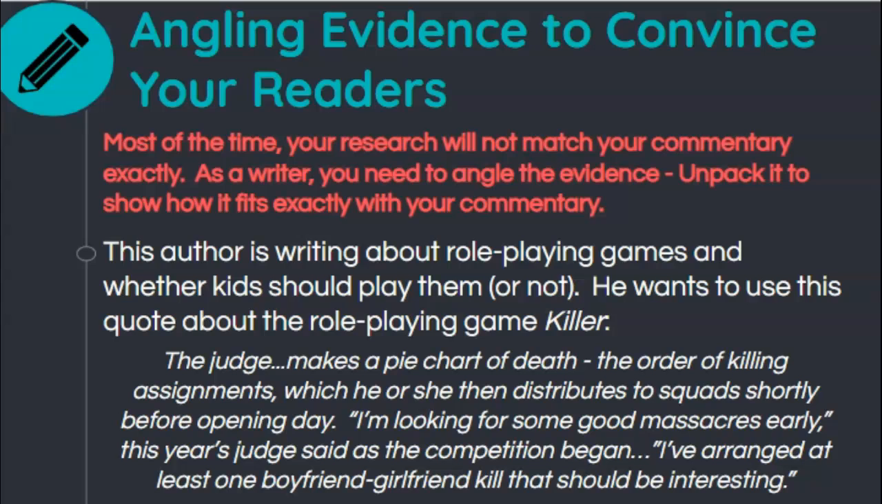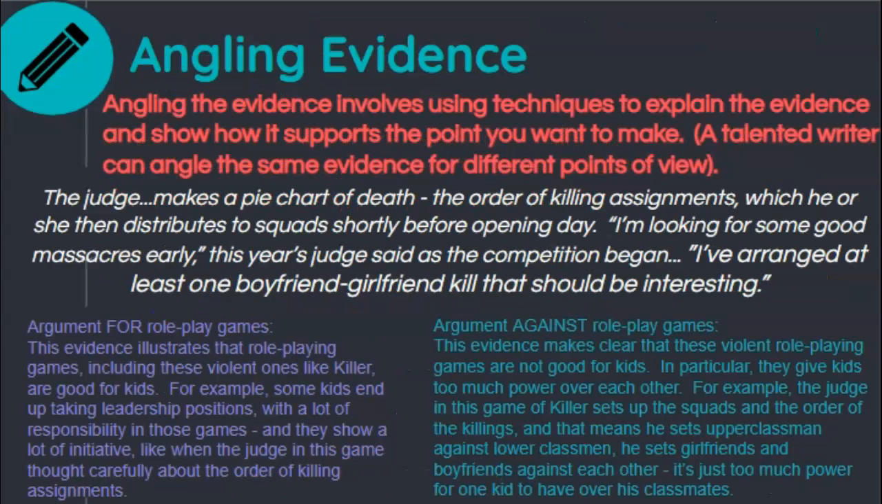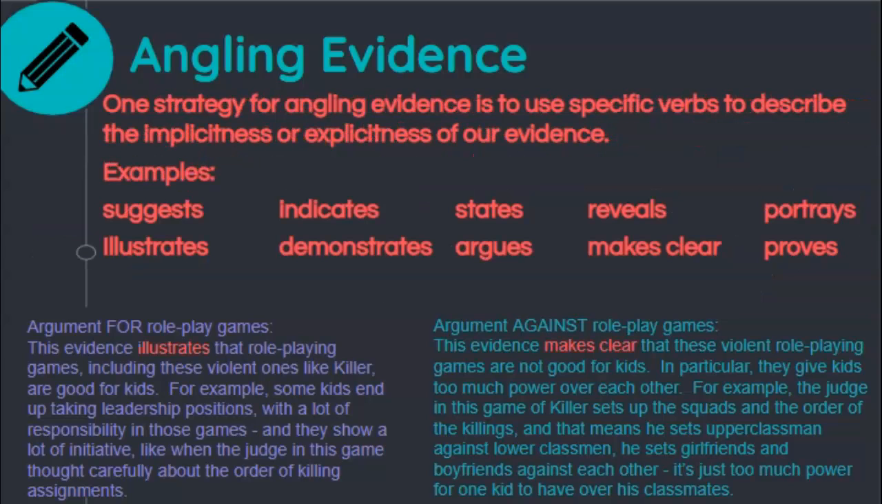Okay, so here's the work, 8th graders. You should be able to take that evidence and angle the same evidence for different points of view. So read these 2 examples here. Go ahead and pause me while you do that. So in this example, one author really takes the evidence and says, look at the leadership possibilities, right? And the other one says, whoa, this is way too much power. Look at all the dynamics that they're setting up. And really what they're doing is they're adding their own commentary and they're really selecting specific verbs to show what this illustrates or argues or makes clear.